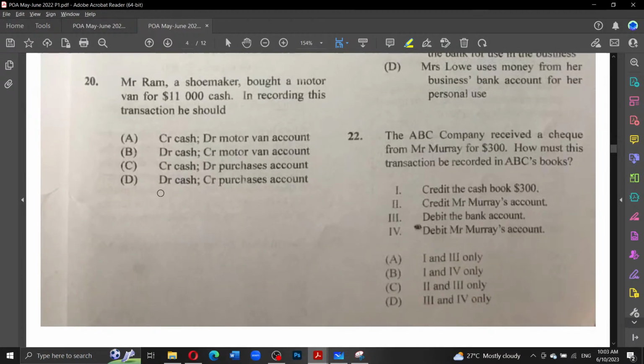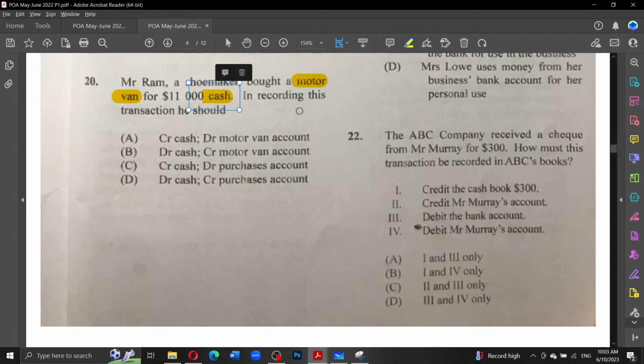Mr. Robert Shoemaker bought a motor van for 11,000 cash. In recording this transaction, he would. So the two accounts that are going to be affected are motor van and cash. Please note that this here is not a purchase because purchases deal with inventory. This motor van, and it's specified here that he is a shoemaker, so the shoemaker is not selling motor vans. So the motor van can't be inventory. This here is a non-current asset, and this here is a current asset.